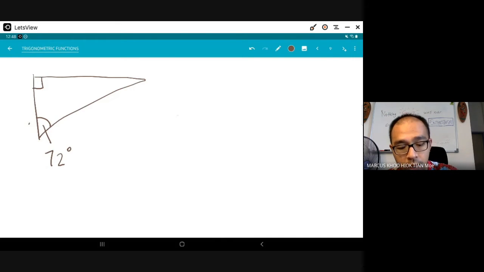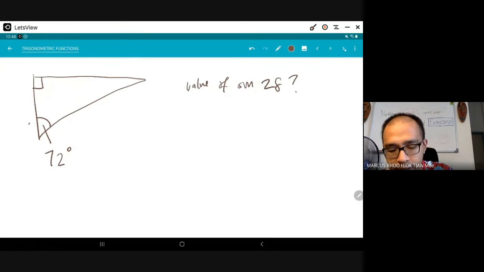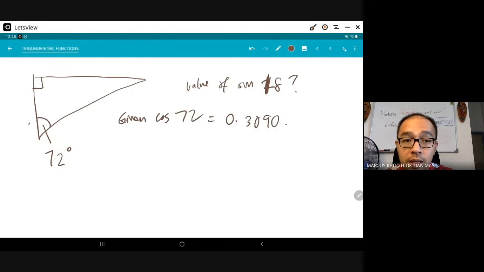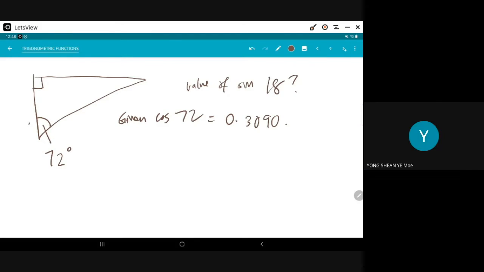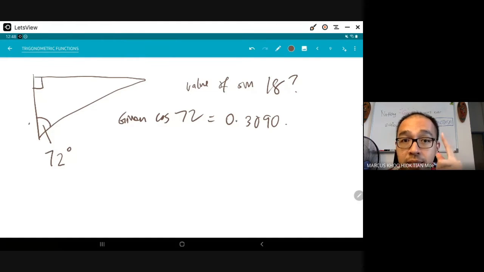And then I ask you to find me the value of sine 18. If I say, given cos 72 is 0.3090, then tiba-tiba saya tanya, what is the value of sine 18? The same. It is exactly the same because sini adalah 18. So it's nothing to think about, you have to know the relationship between the two complementary angles.